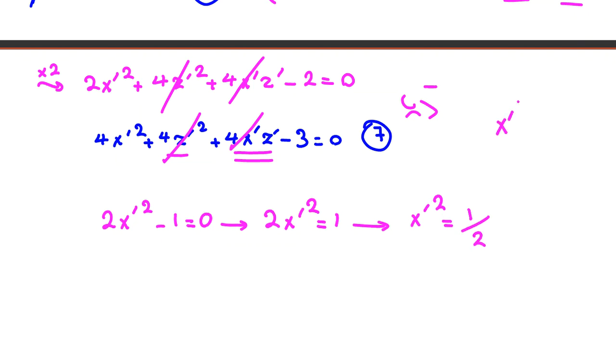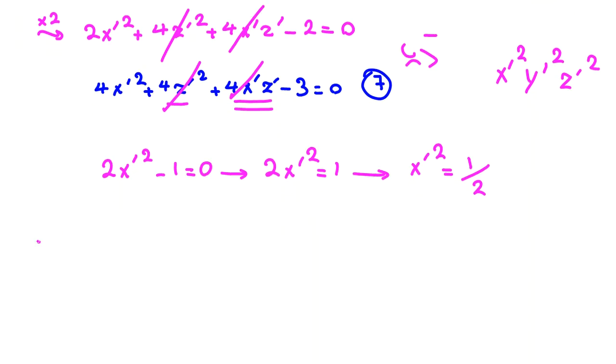We want to calculate what? X prime squared, y prime squared, z prime squared. So if we can calculate y prime squared and z prime squared, the problem will be solved. So here we can use in the seventh equation that x prime squared is 1 half. Because we need x prime, we can consider x prime equal to negative 1 over root 2 or x prime equal to 1 over root 2.